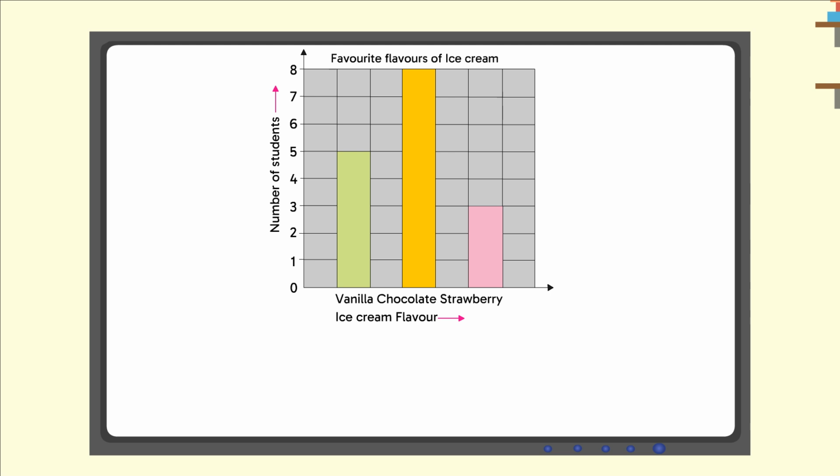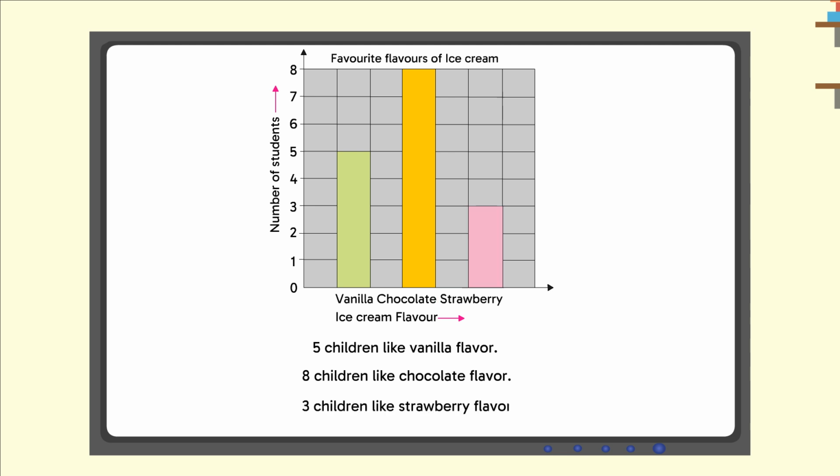The first bar shows the flavor vanilla and goes till 5. So, 5 children like vanilla flavor. The second bar is of chocolate and 8 children like chocolate flavor. The third bar is of strawberry and 3 children like strawberry.